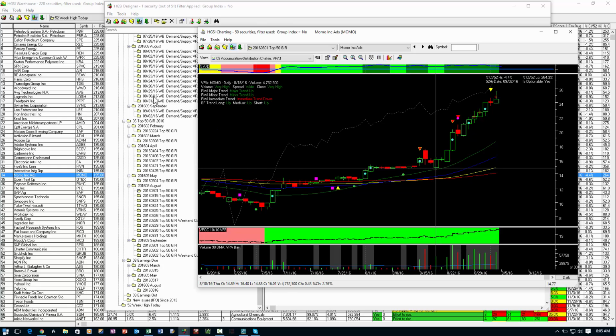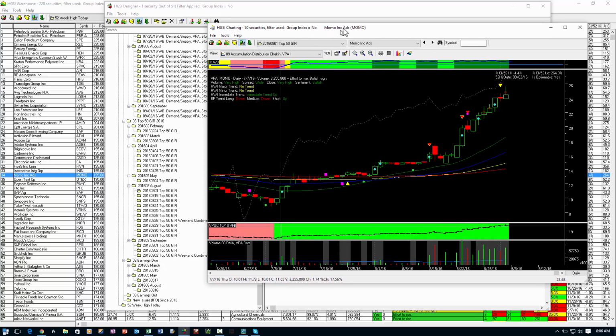It was appearing in these groups. Look at this group moving up. I mean, the VPOC's positive, several positive VPA signals, and I just missed it for psychological reasons. Not a good excuse at all.